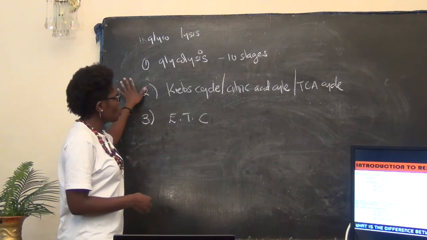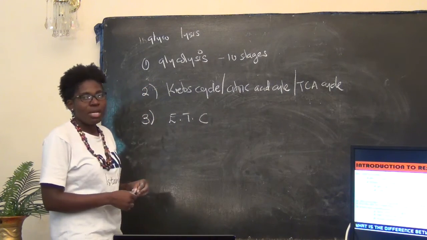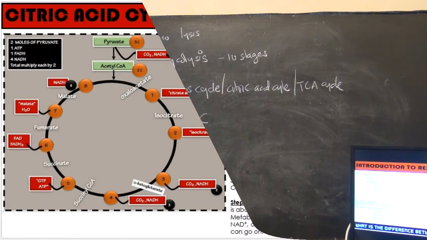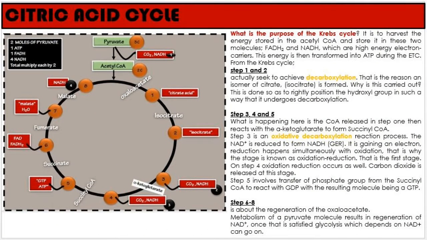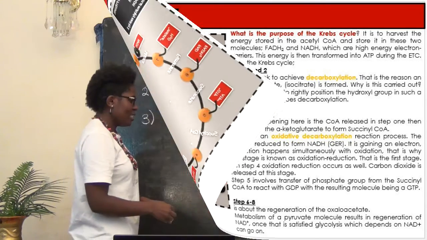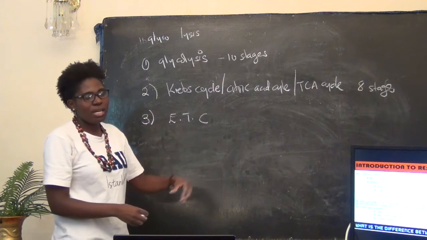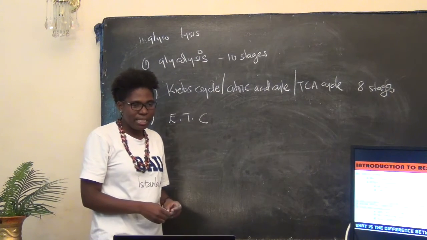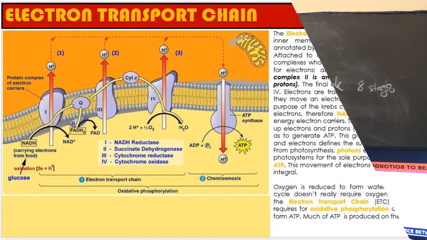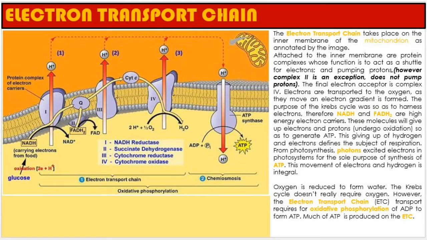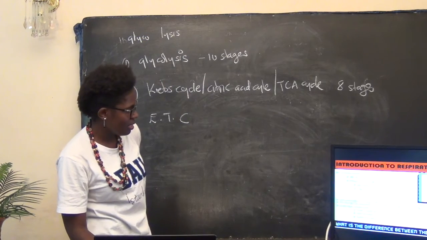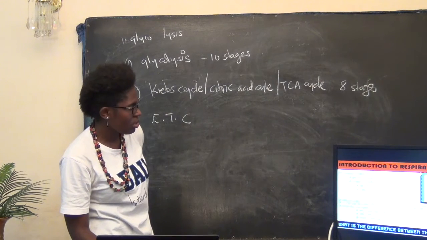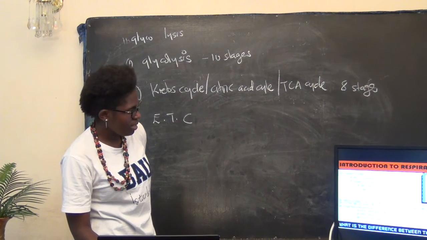And then we move on to the Krebs cycle. The Krebs cycle basically involves 8 stages. And the ETC involves those complexes that I have explained. Okay, so let's look into our slides to see whether we've missed any other important details. So I'm just going to read out what I prepared on the slide.